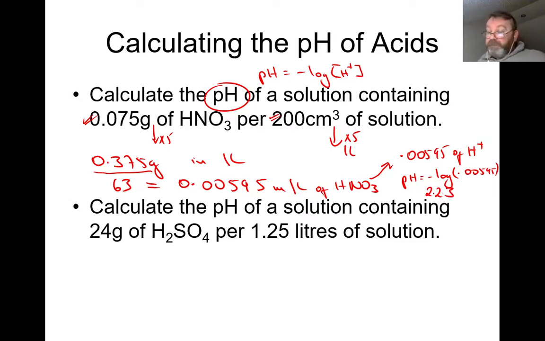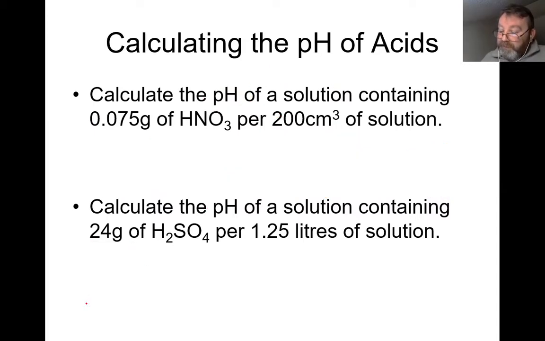Okay, last one. Calculate the pH of a solution containing 24 grams of H2SO4 per 1.25 litres. Now again, calculate the pH. Calculate the pH of a solution. Again, when you hear calculate the pH, you write down the formula.